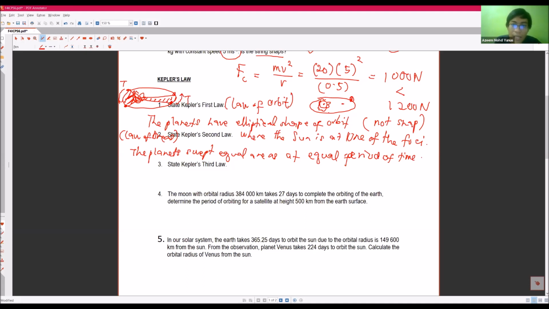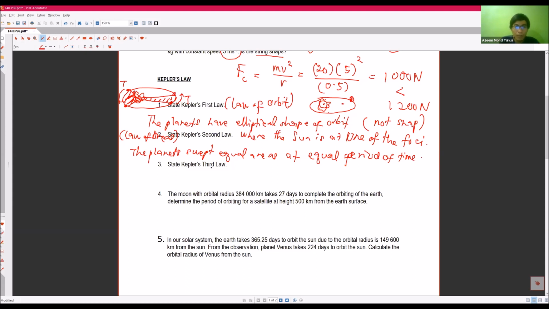So we can say as well that when the planet approaches nearer the sun, the planet will move at higher velocity. If the planet is further from the sun, then the planet is moving with lower velocity. So that's what it says as well.